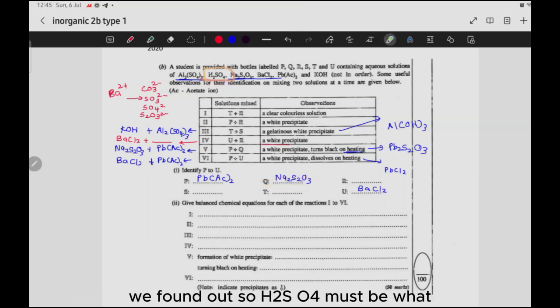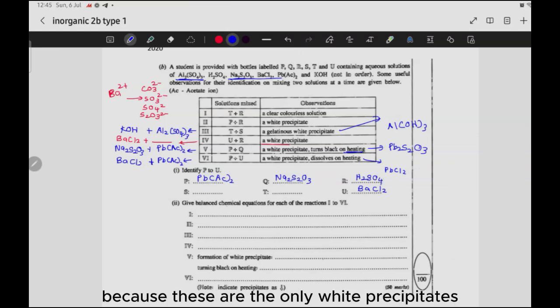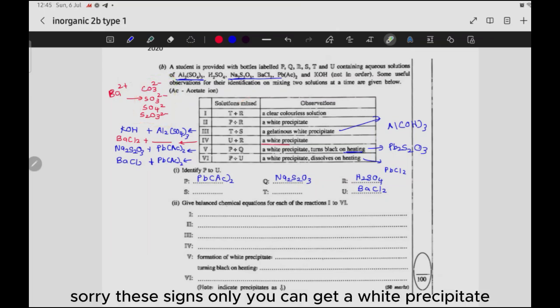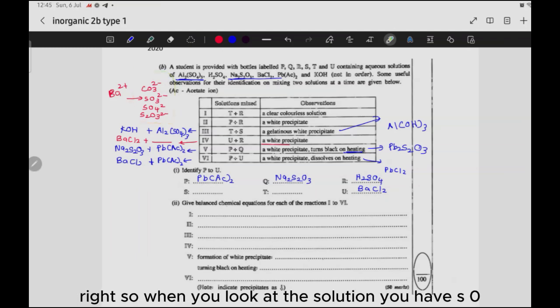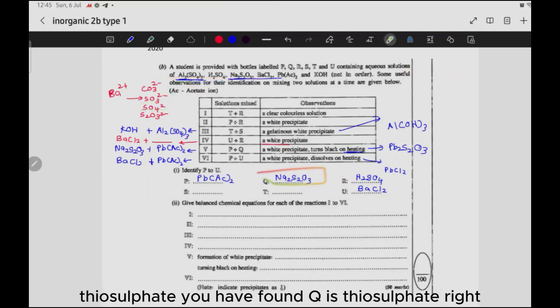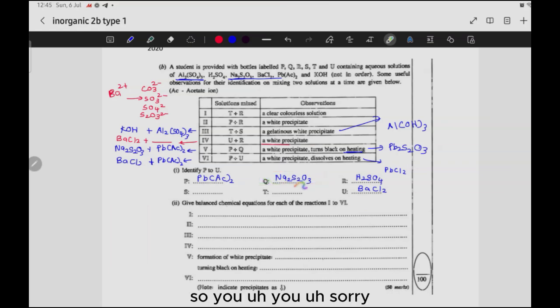So H2SO4 must be what? R must be H2SO4, right? R must be H2SO4, because these are the only white precipitates that can be formed when barium 2+ combines with these ions. So when you look at the solutions, you have sulfate in two places, and you have thiosulfate. You found Q is thiosulfate, right? So R cannot be thiosulfate.